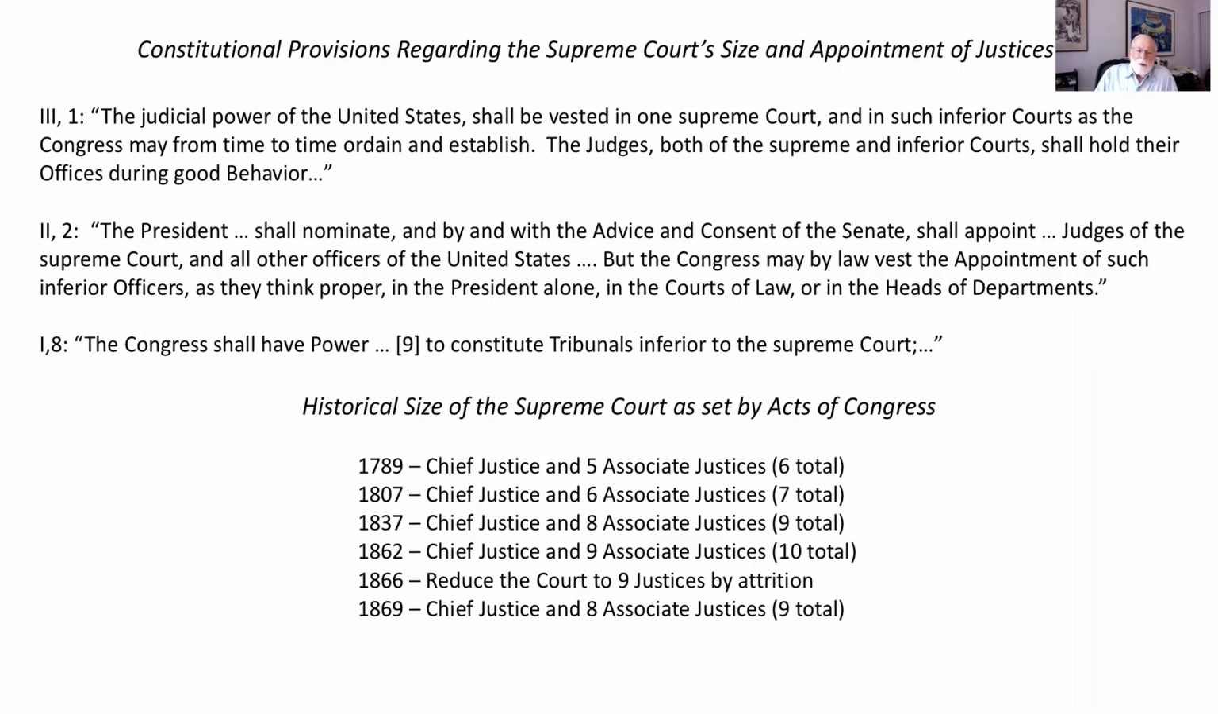So then Article 2, Section 2, which established the executive branch, among the president's powers, said the president shall nominate and by and with the advice and consent of the Senate shall appoint Supreme Court judges and all other officers of the United States. But Congress may by law vest appointment of inferior officers as they think proper in the president alone, in the courts of law, or the heads of departments. And that's one of the reasons that you'll see frequently when they'll talk about the difference between some federal judges and Article 3 judges.